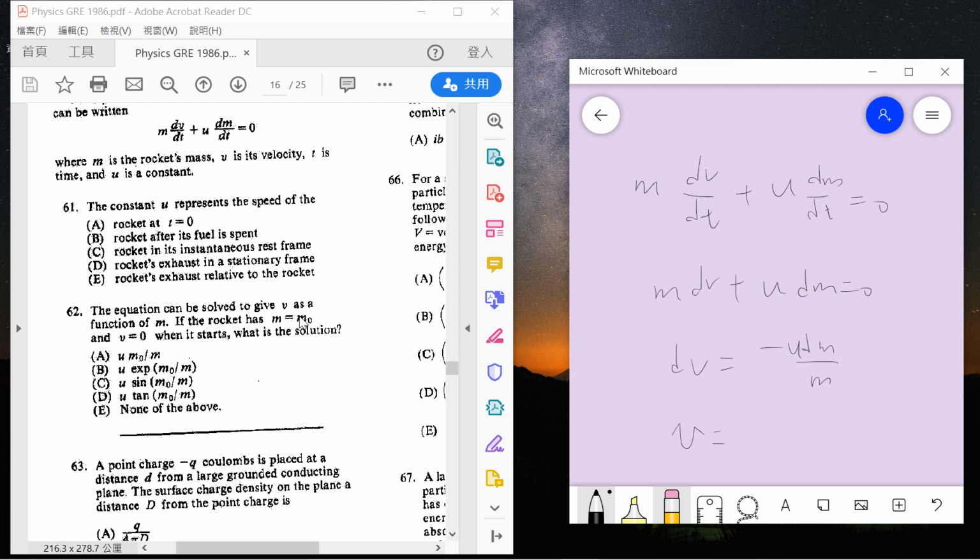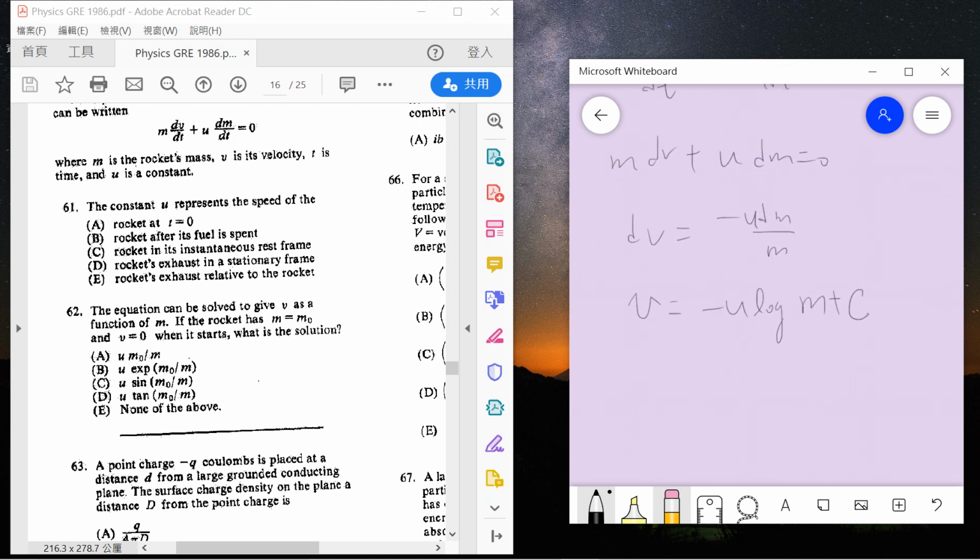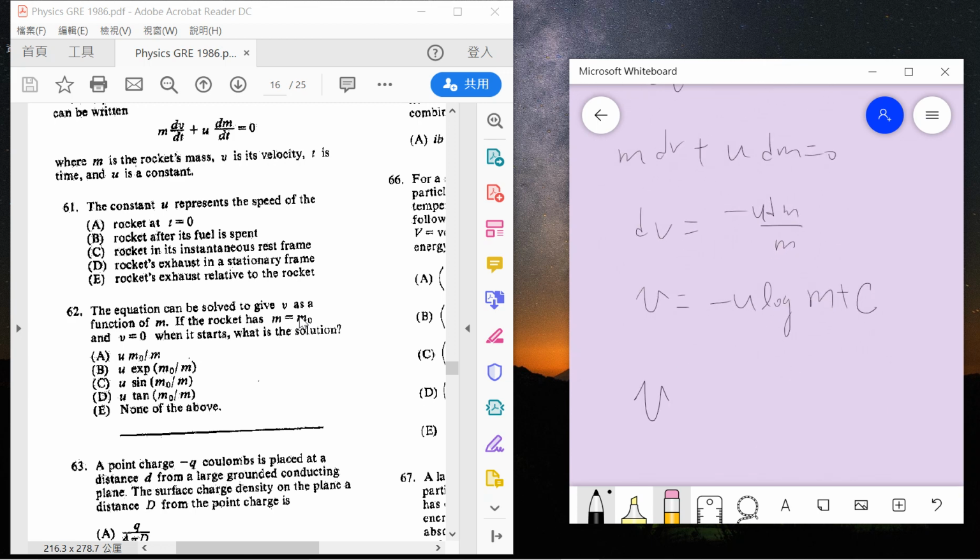So we have, plus a constant. Okay, and then plug in the condition that when m equals m naught, v equals 0. That tells you that the answer should be u times log of m naught divided by m.